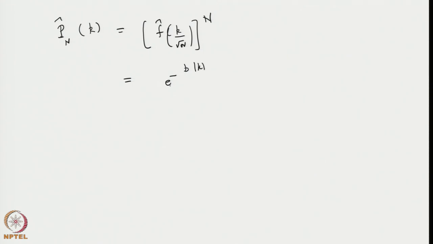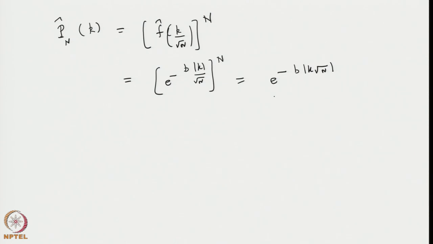However, we don't need to do that. We can exactly evaluate the Fourier transform of the joint distribution function, because by definition we had proved that it is f of k by root n, to the power n. Up to this point we had made no assumption. So we can now substitute the result we obtained, and it is going to be e to the power minus b mod k by root n, to the power n. So this leads to e to the power minus b root n mod k. Since root n is positive, I can always put it inside the mod.